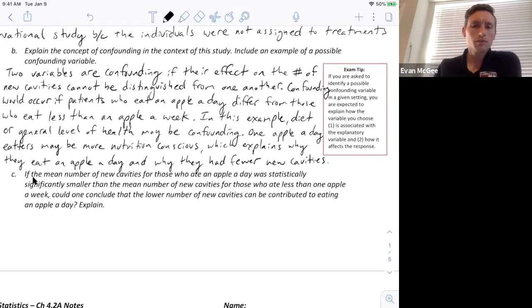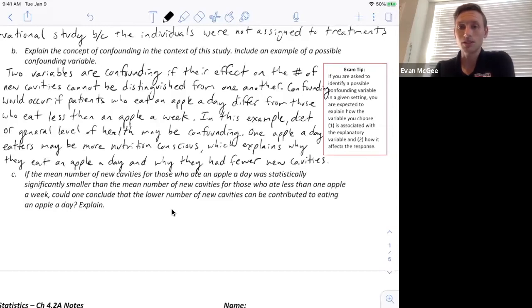So last question, if the mean number of new cavities for those who ate an apple a day was statistically significantly smaller than the mean number of new cavities for those who ate less than an apple a week, could one conclude that the lower number of new cavities can be attributed to eating an apple a day? So basically, if the differences are big enough, can they say that eating an apple a day causes fewer cavities?